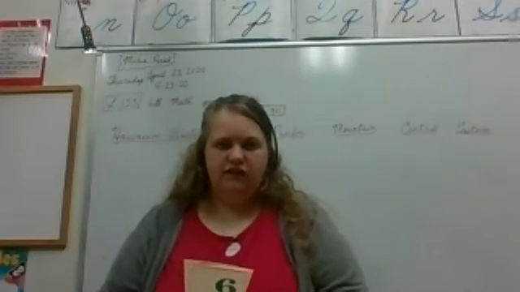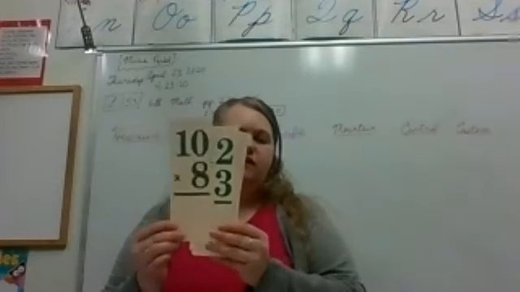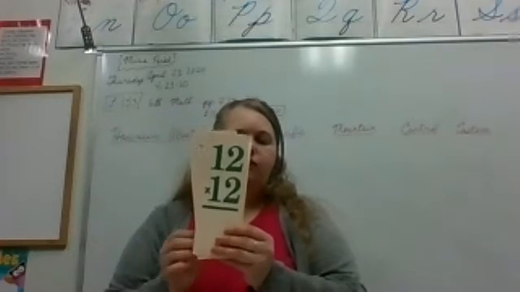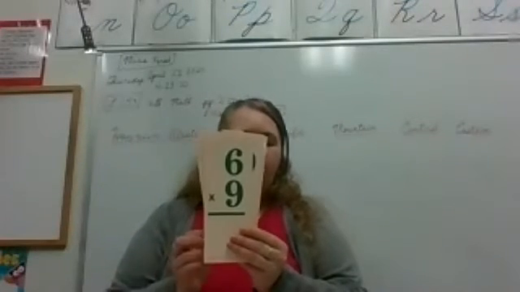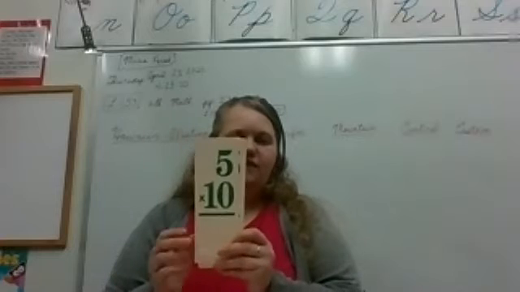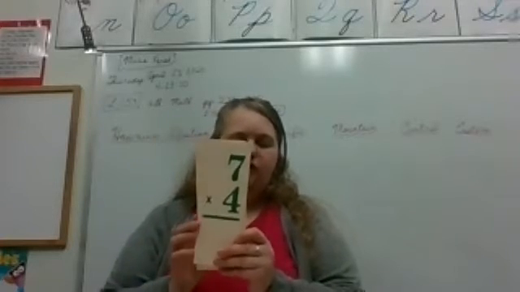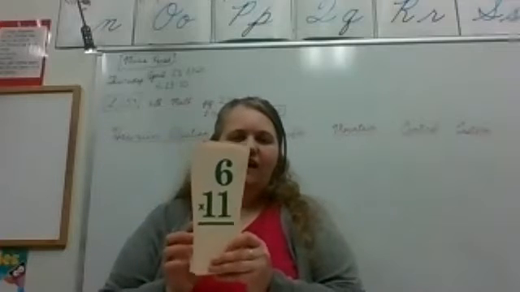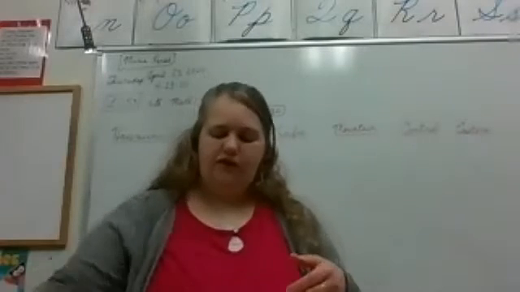All right, so first of all, 7 times 6, 42. 12 times 3, 36. 10 times 8, 80. 12 times 12, 144. 7 times 12, 84. 10 times 11, 110. 3 times 7, 21. 6 times 9, 54. 9 times 12 is 108. 5 times 5, 25. 5 times 10, 50. 12 times 6, 72. 7 times 8, and 7 times 4, 28. 6 times 11, 66. 7 times 6, 42. All right, I messed up a couple of those, sorry.